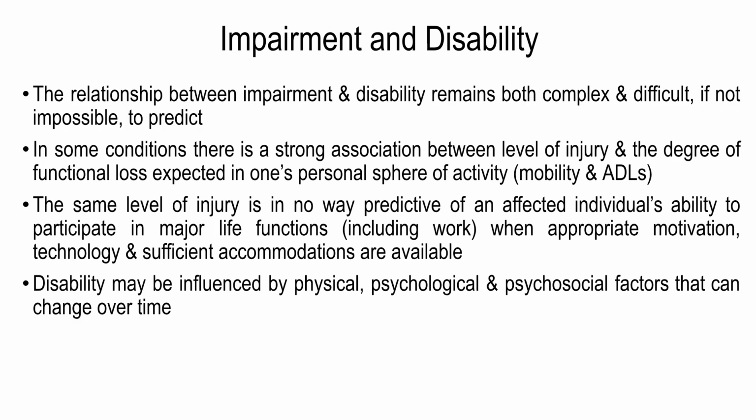The relationship between impairment and disability is complex and difficult to predict. The same level of injury is not always indicative of an individual's ability to participate in major life functions, especially with appropriate accommodations. Disability is influenced by a range of factors that can change over time.